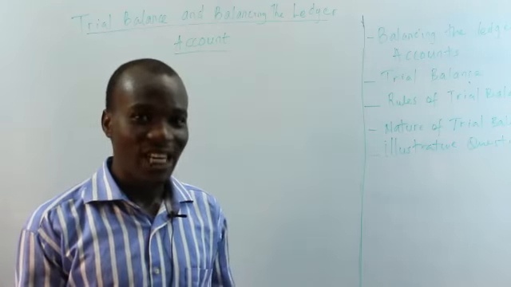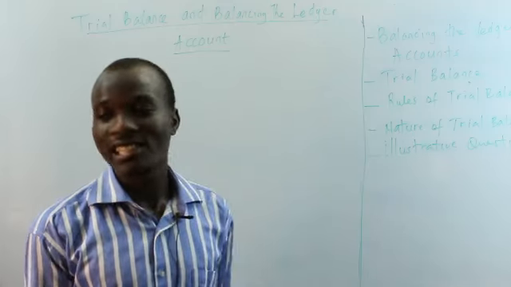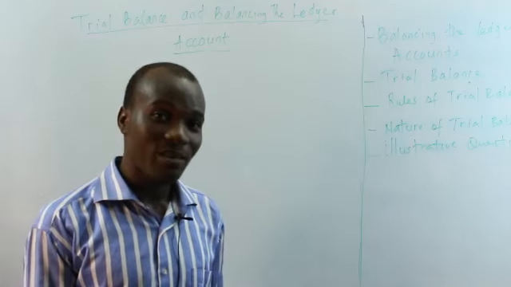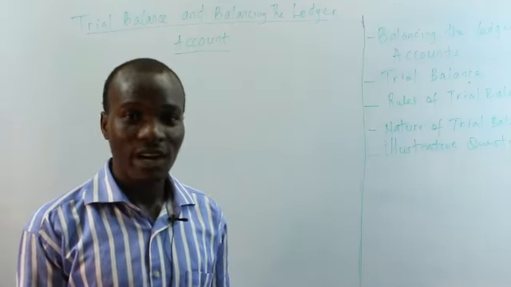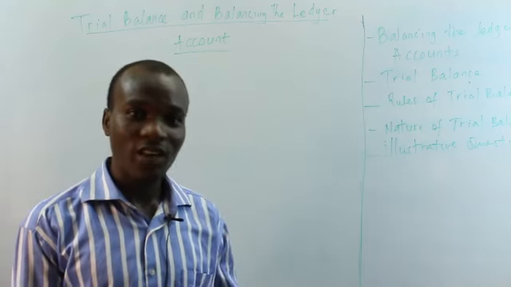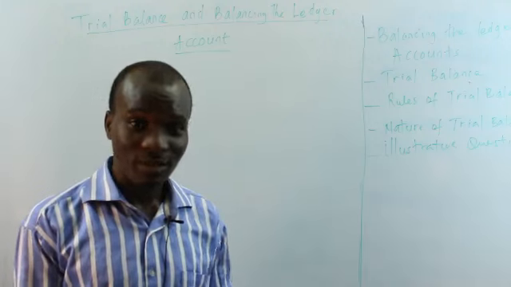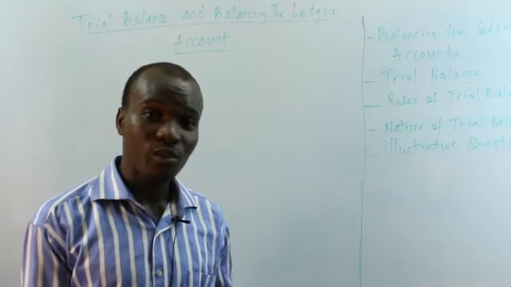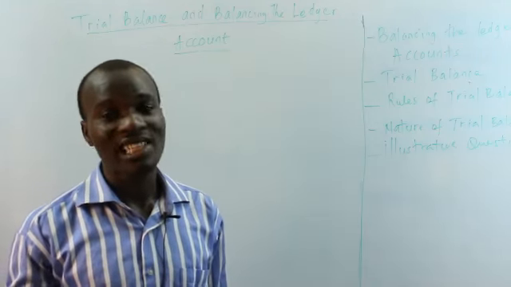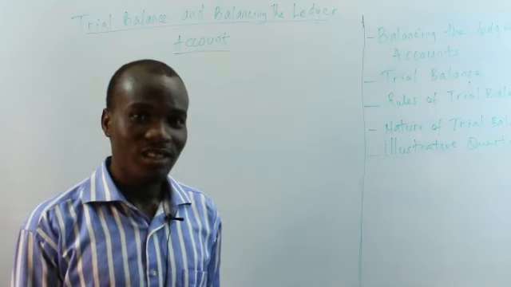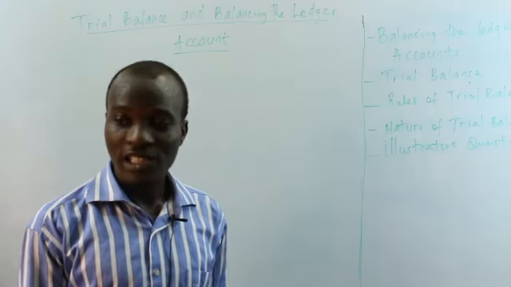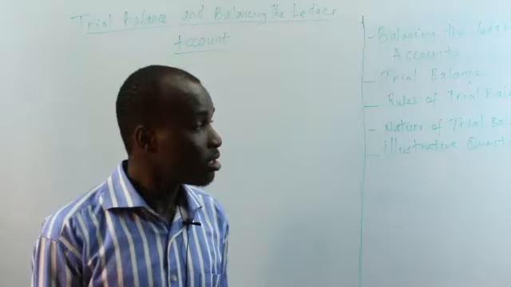Also, if the total of the credit side is greater than the total of the debit side, we have a credit balance. So when you add the total of the debit side and the total of the credit side, for the one that is greater, you have to find the difference of both. The difference will be taken as balance carried down to the side that has the lesser total.